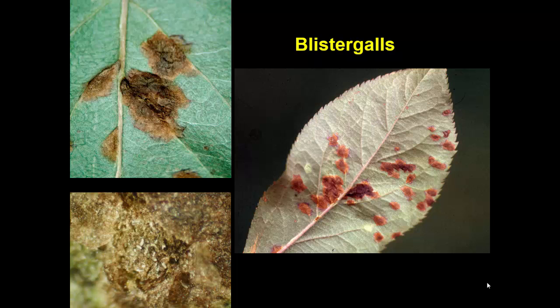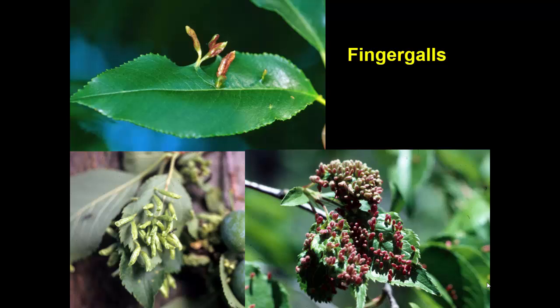And the blister galls, where you see them, it's almost always going to be on some sort of pome fruit, a crab apple or apple, pear. There are also some blister galls that occur on certain kinds of walnut as well. But more common are some other kinds of gall forms that are produced by eriophyid mites.